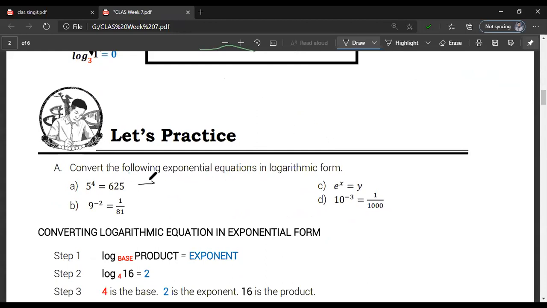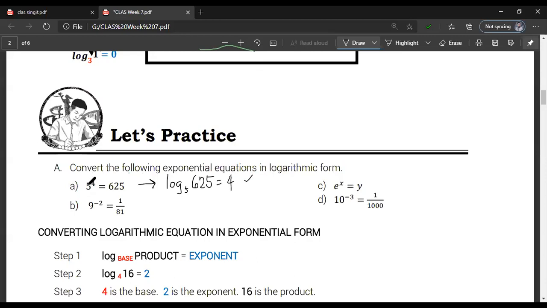So, we have 5 raised to 4 is equal to 625. Ano yung form niya? Magiging logarithm of? Anyone from the class? Logarithm of 625, sir. Okay, logarithm of 625 to the base 5 equals 4. Okay, tama. This is correct.